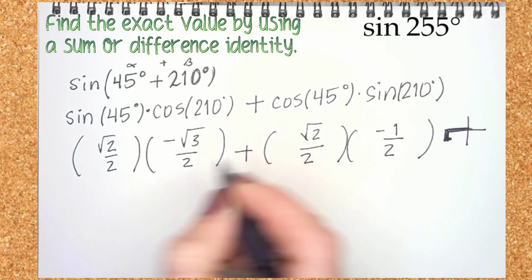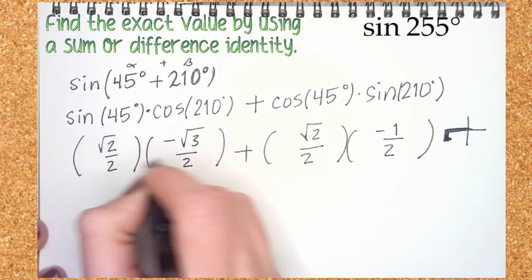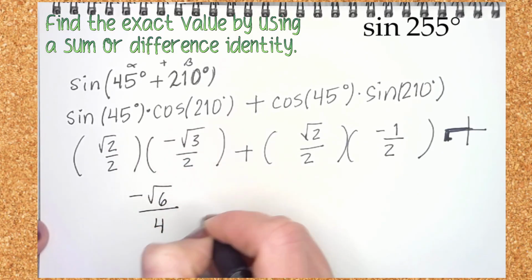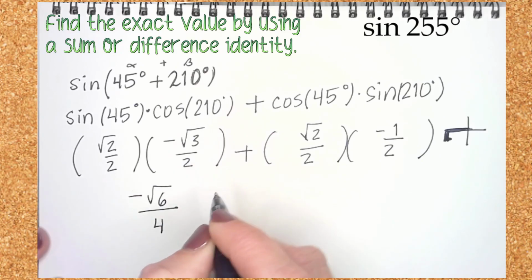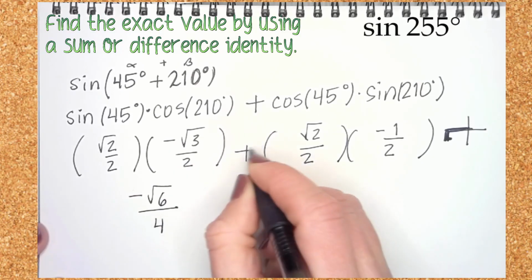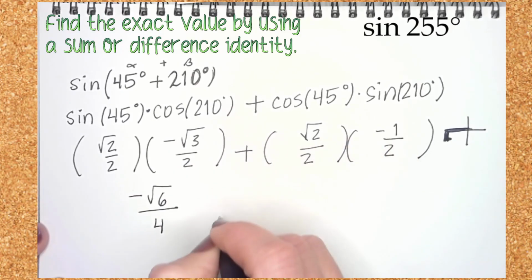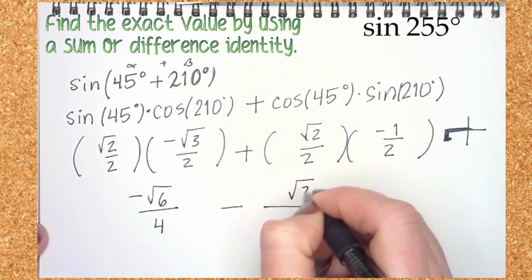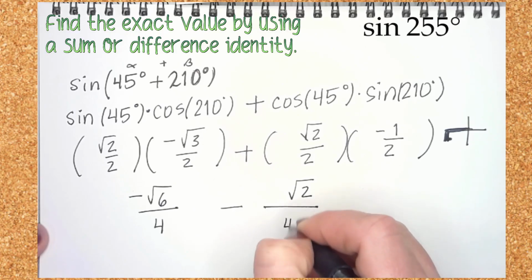Now all we have to do is clean up. Negative times positive means I have negative root 6 over 2 times 2 is 4. The only time we keep denominators is when you are adding or subtracting. Plus, and I'm going to have a negative here, so it will become minus. Fraction again, so that would be root 2 times 1 is root 2 over 4.